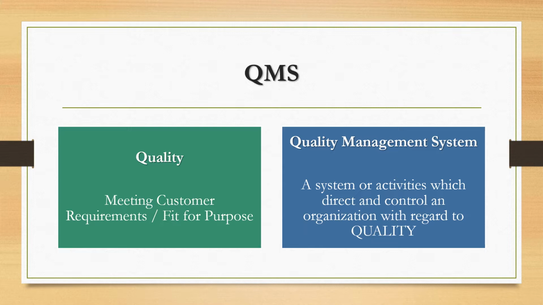Now let us understand about quality management system. A system or activities which direct and control an organization with regard to quality is called a quality management system. As all of us know, there is a set of activities to produce an end product: from the starting of the planning, resource arrangement, execution, end product production, inspection and testing, and the scope of improvement. If these stages focus on quality, it means the quality management system is well established in an organization.